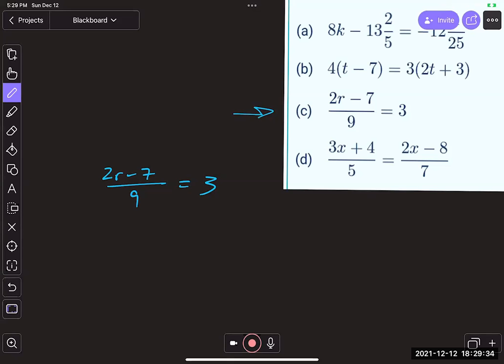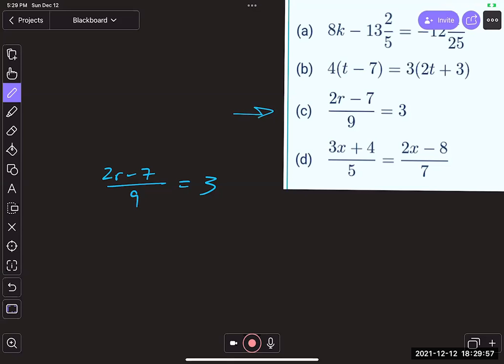Any ideas? No ideas? Katie, what happens to R first here? Katie? Oh, okay. I didn't know you were calling me. You're good. What happens to R first? You're trying to isolate the R. Yeah, you want to get R alone, right?